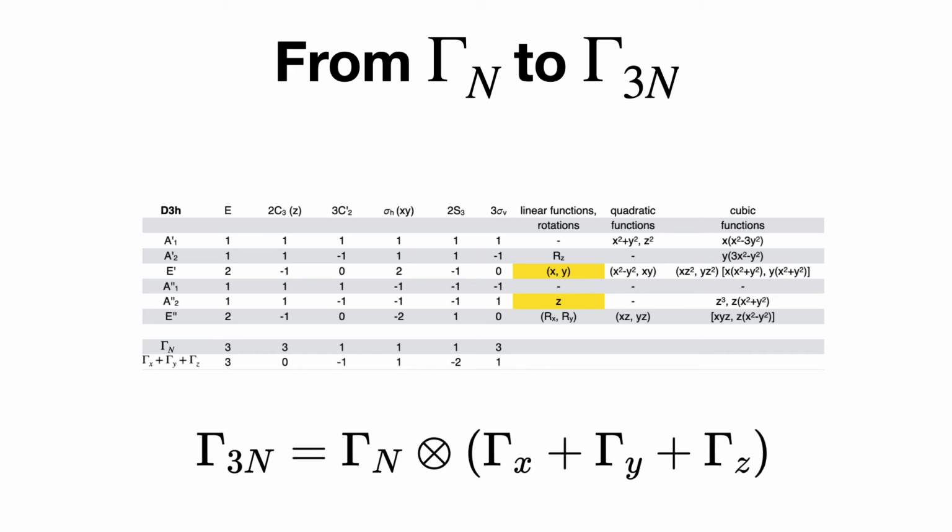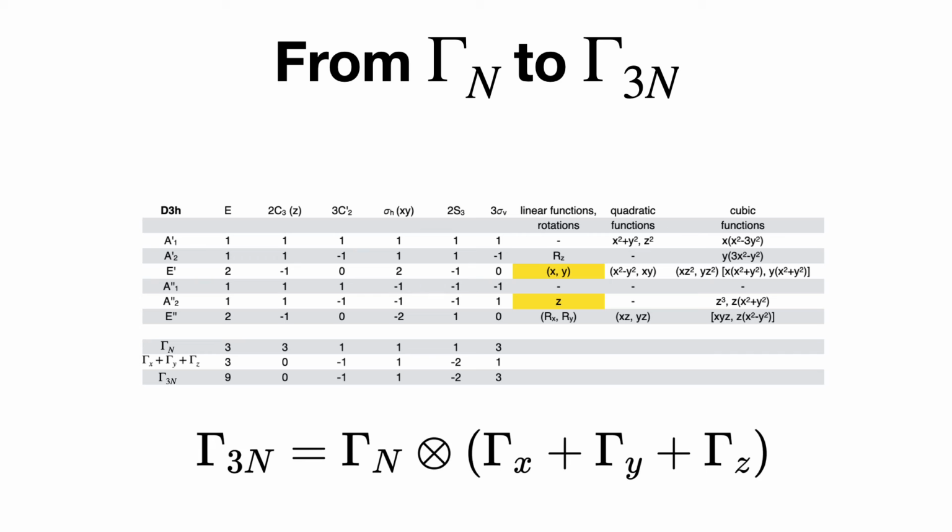So we can now apply that equation there, where we get gamma 3n from the direct product of gamma n and gamma x plus gamma y plus gamma z. So we can obtain gamma 3n as the product of those two last rows that I put together. So 3 by 3, 9, 3 by 0, 0, 1 times minus 1, minus 1, 1 times 1, 1, 1 times minus 2, and 3 times 1, 3. And really, we are done. So just take 10 minutes and we are done for the reducible representation.